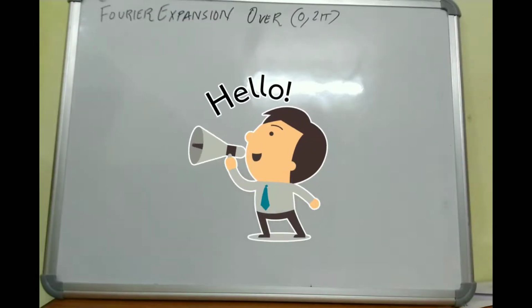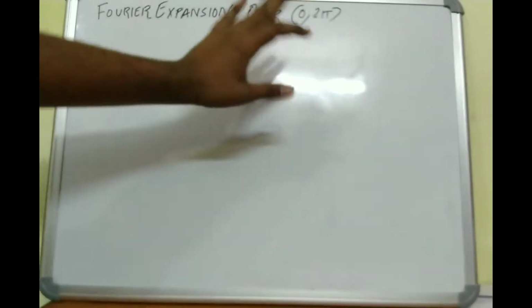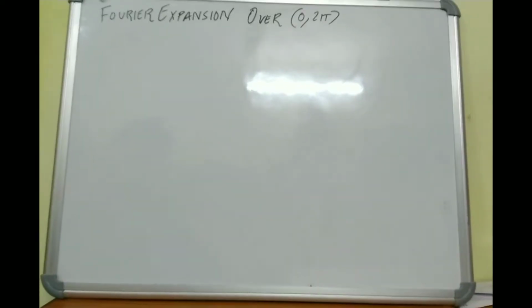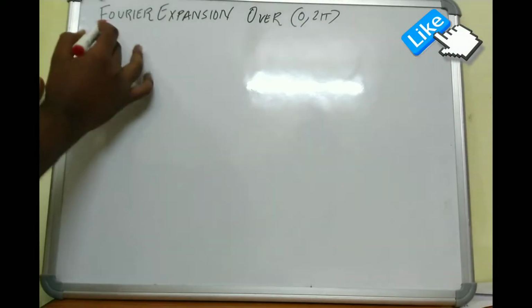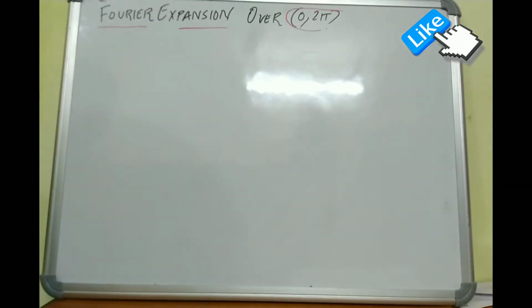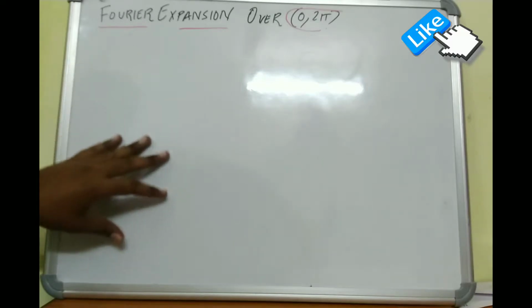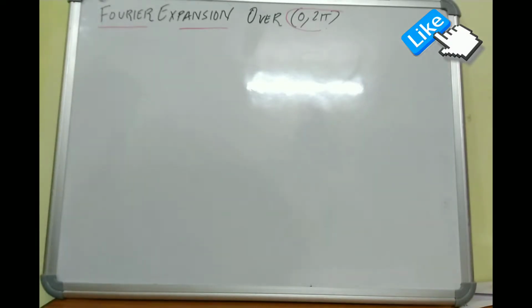Hello guys, welcome back. In this video we'll be discussing Fourier expansion over the interval 0 to 2 pi. We'll be solving questions based on this interval, and we'll try to analyze the formula for this. First we'll look into the formula of the expansion over the interval 0 to 2 pi.